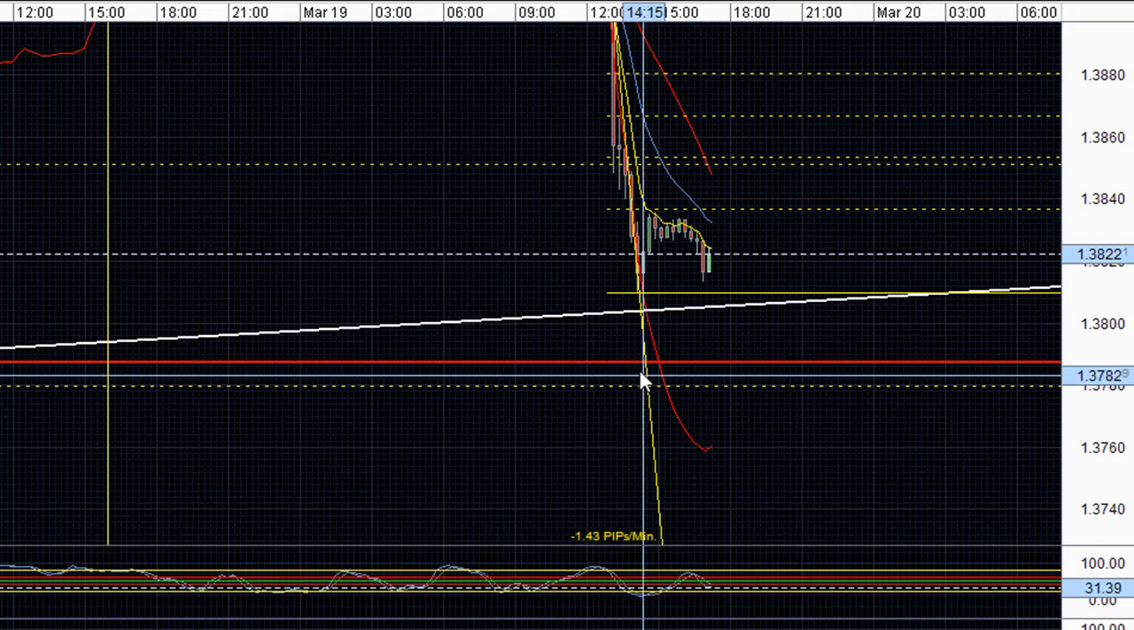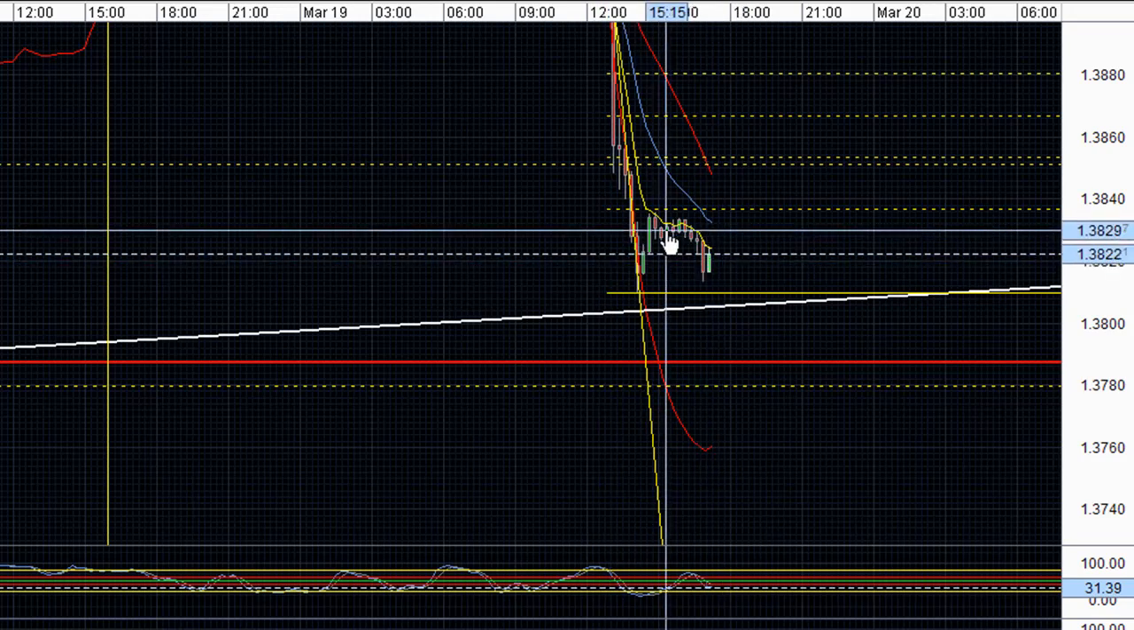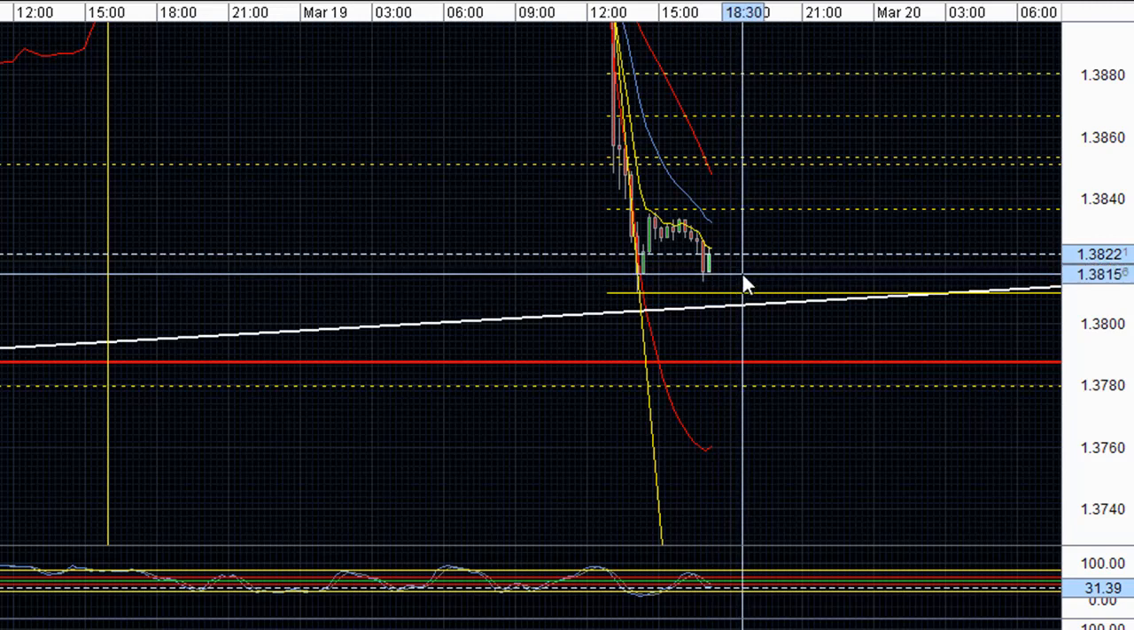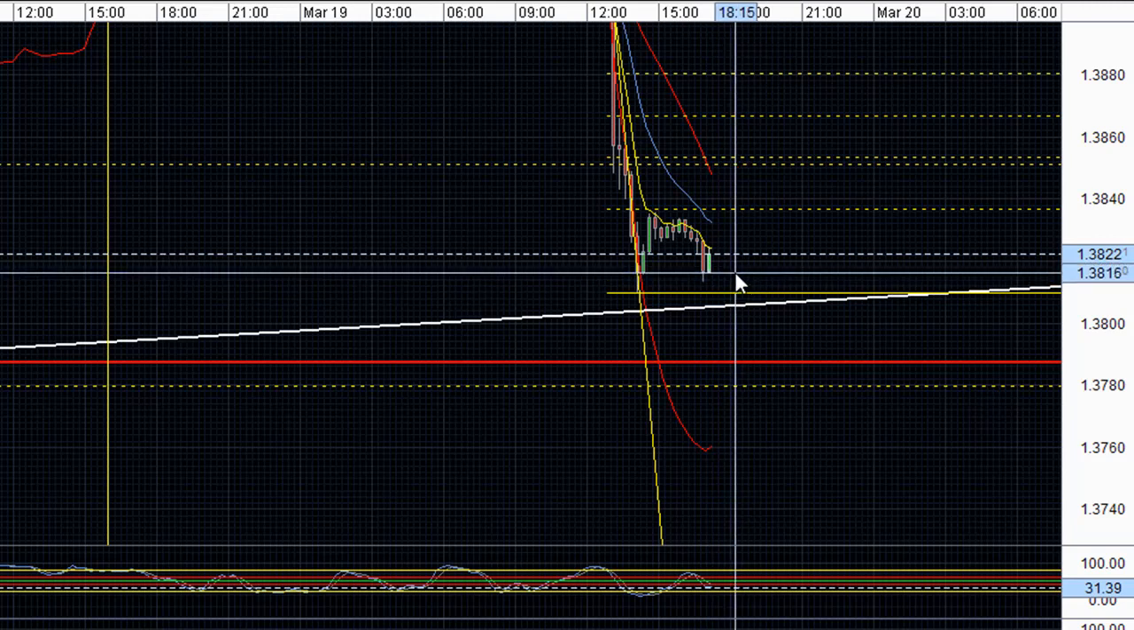It seems as if price wants to consolidate or trade within this range. We'll see what will happen as the day moves on. But that's it for my technical analysis review.